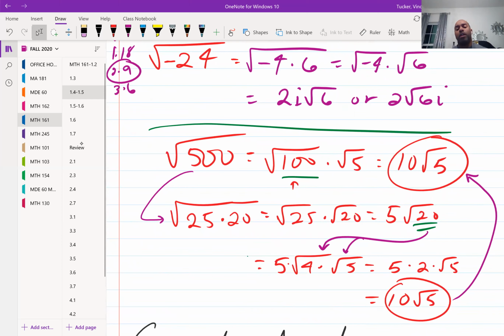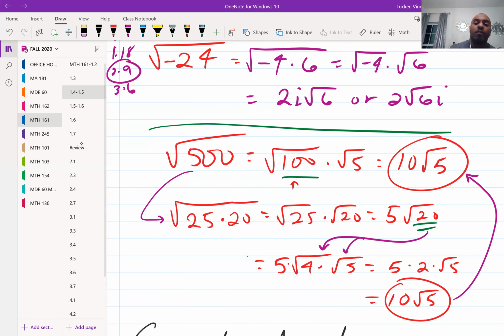So then I mentioned, what if you decide to break it up into 25 times 20? That's still 500. I can take the square root of 25, which is 5, but that still leaves 20 under the radical. If you examine the 20, you can break that up into 4 times 5 and take the square root of 4. And that'll be 5 times 2 square root of 5. And then once again, 5 times 2 is 10. That takes us back to what we would have gotten if we had used 100.